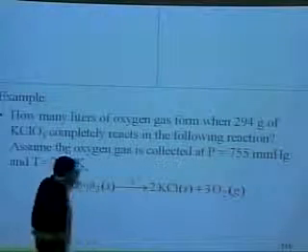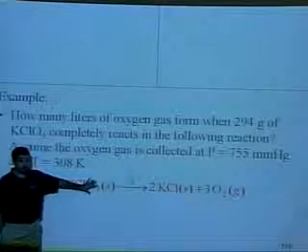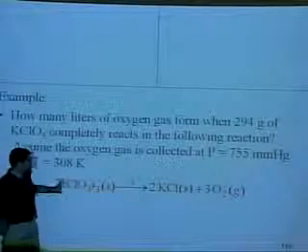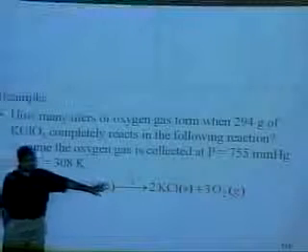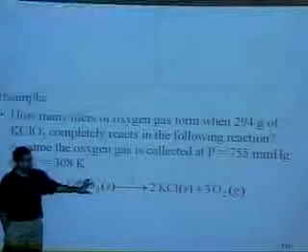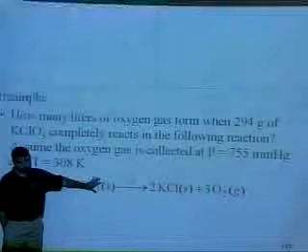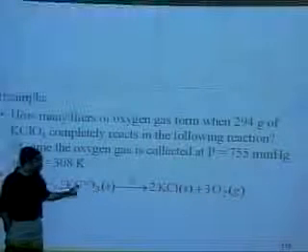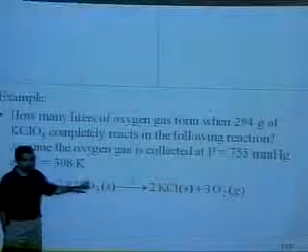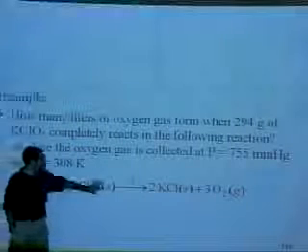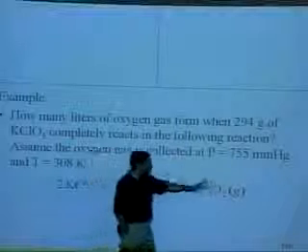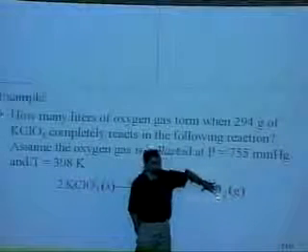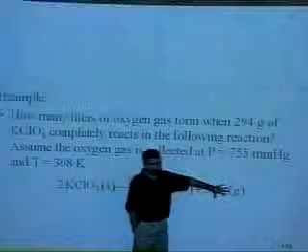If we know how much of this we started with, right? If I told you to weigh out a sample of this, and you weighed it out in grams, you could convert that to what? Moles. You add up to get the molar mass, right? And you convert your grams to moles. Once you know how many moles of this you have, look at the stoichiometric ratios. You can figure out how many moles of this would form, right?